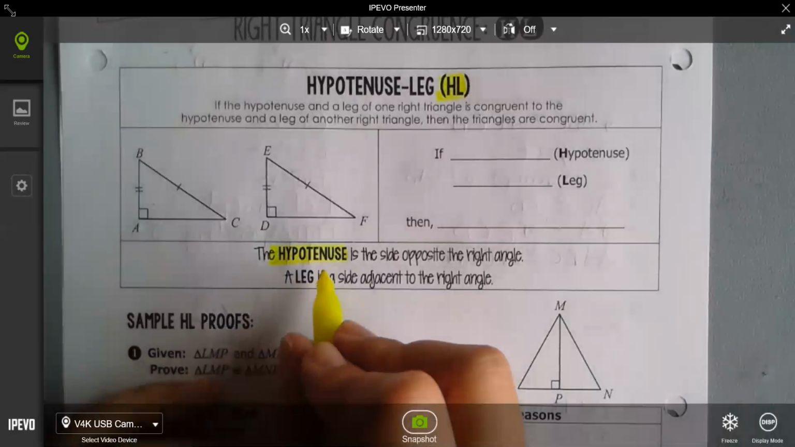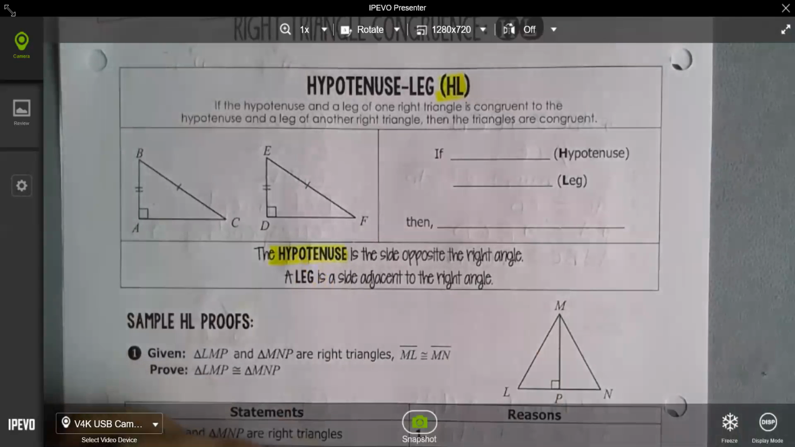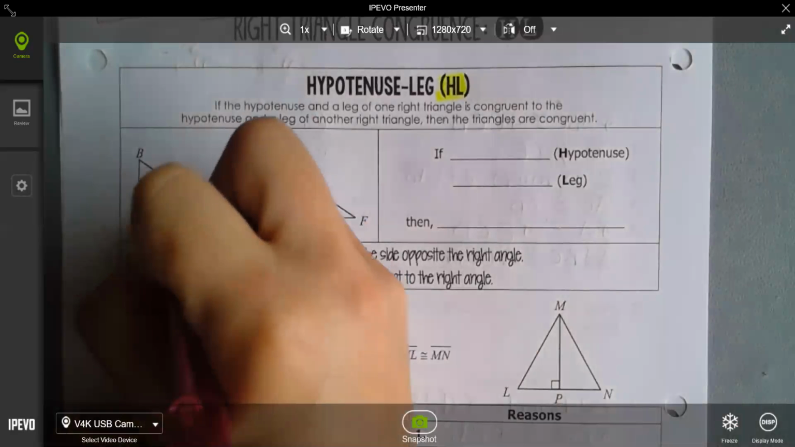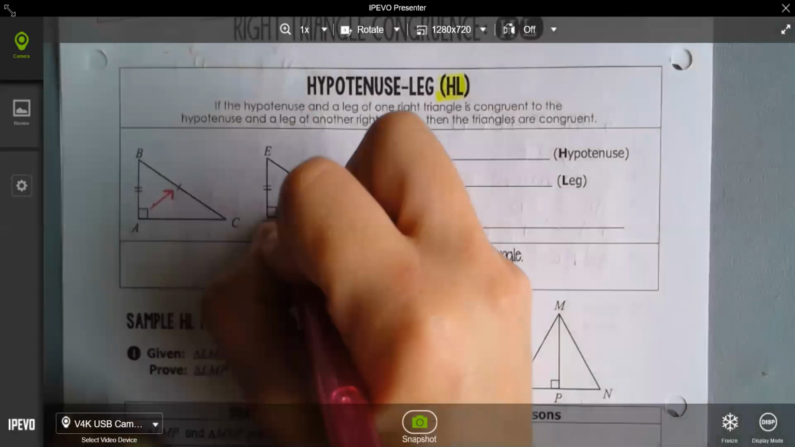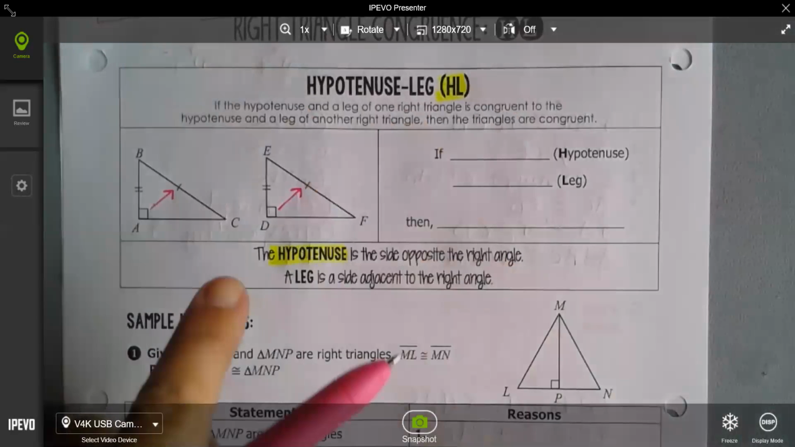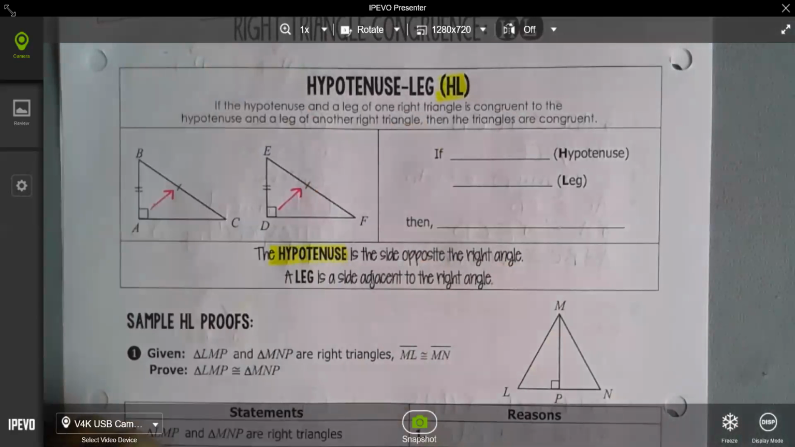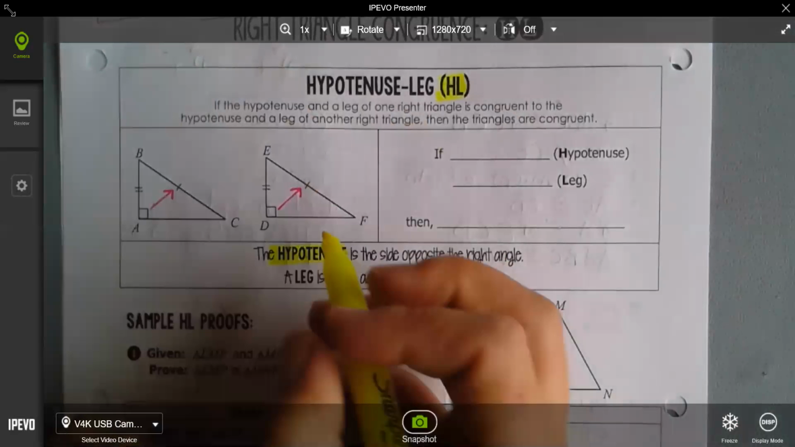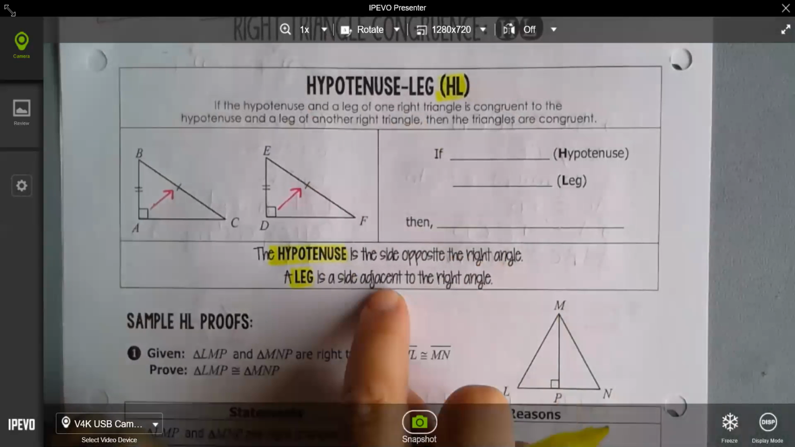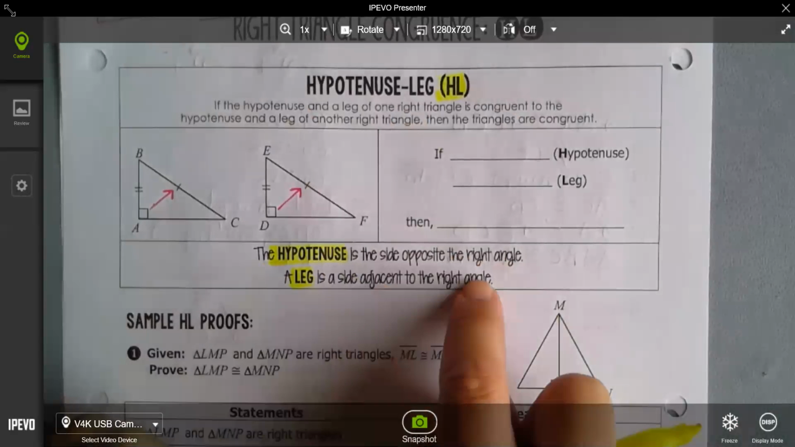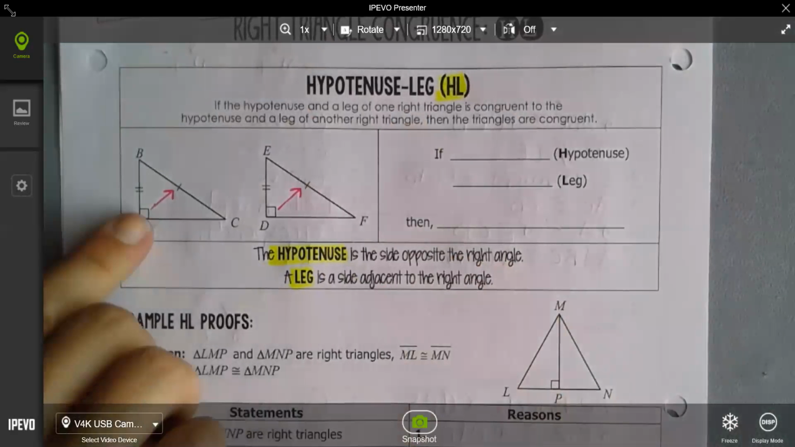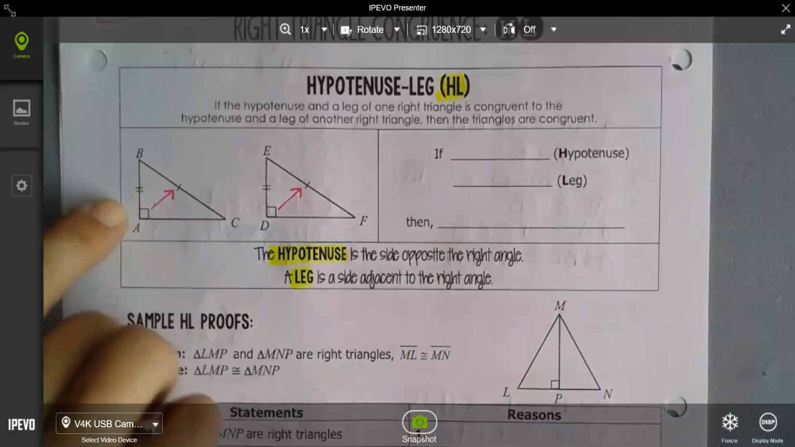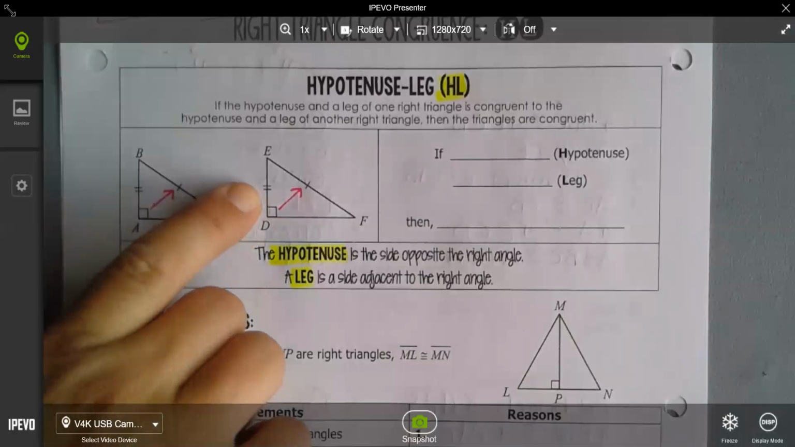The hypotenuse is across from the right angle. That's how you find it. You go to your right angle and then you go across. It is also the longest side of a right triangle. The leg is right next door, that's what adjacent means, right next door to the right angle. So here's the right angle, next door, that's a leg, and that's a leg.